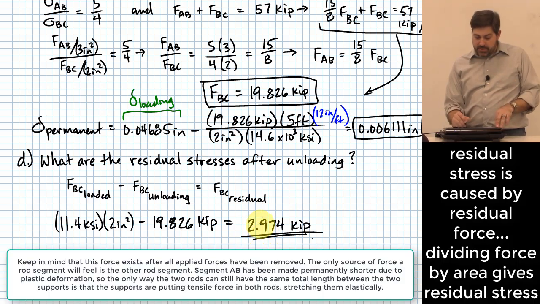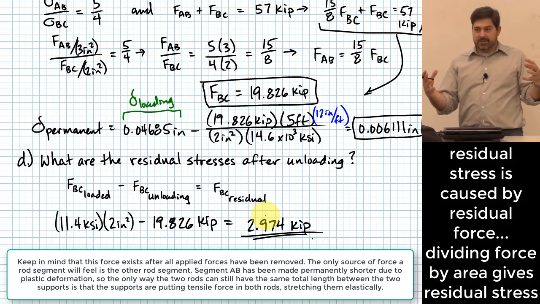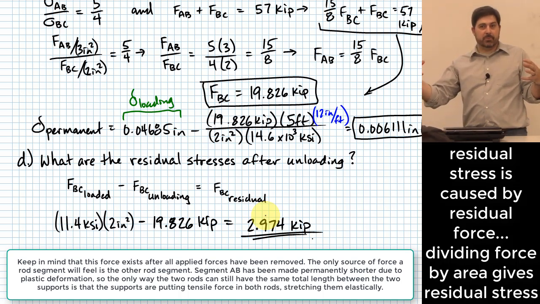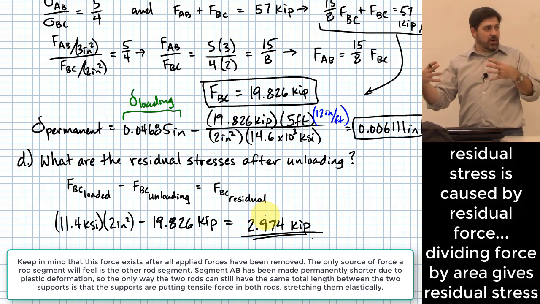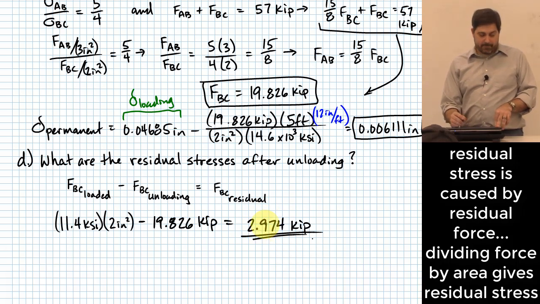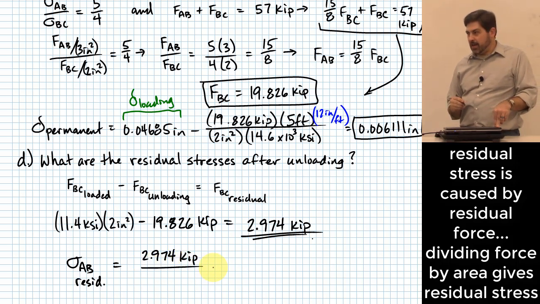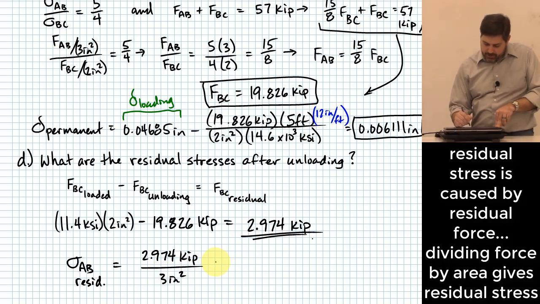This is the same force that's going to be present in BC as in AB, because there are no other forces present. However much force is in rod BC, it's coming from the fact that AB is putting a force on BC. So this same force is going to be present in both AB and BC. That means that if I want the stress in AB residual, it's going to be equal to this 2.974 kips divided by the cross-sectional area of rod AB, which was 3 square inches. And that gives me 0.991 ksi.